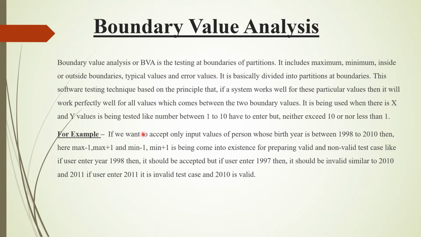For example, if you want to accept only input values of persons whose birth year is between 1998 and 2010, then here 1998 works as the minimum and 2010 works as the maximum. A value less than 1998 is considered invalid, a value exceeding 2010 is also considered invalid, and the years between 1998 and 2010 are considered valid test cases. These are the scenarios used by the tester to fulfill the valid and invalid test cases.